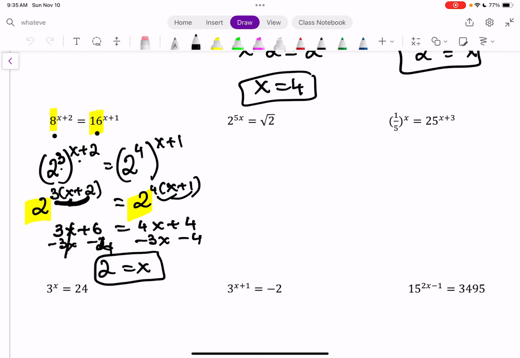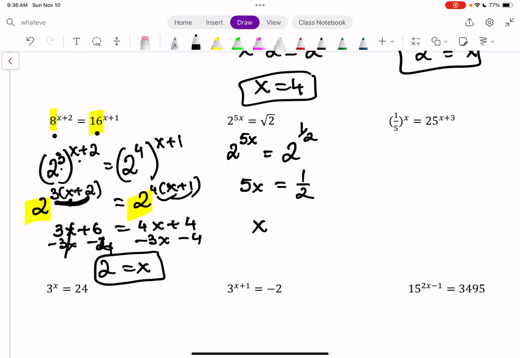So here I can try another one. 2 to the 5x. Again, 2 is already the lowest base it could be. You cannot rewrite 2 as a power of any other number but 2. But the square root of 2, I'm bringing this back to remind you one more time that a square root means a 1/2 exponent. So therefore, since the bases are matching, the exponents are matching too.